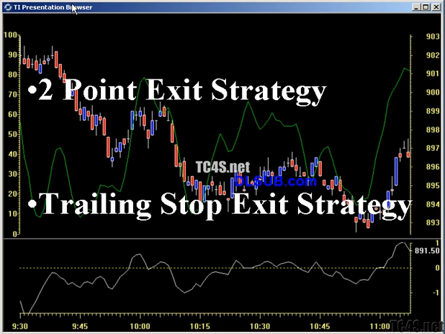This section will be devoted to the study of two exit strategies, both very different and both very effective for taking profits from the market. For quick in and out trades, there's the two-point exit strategy. This is where we enter a trade with any number of contracts and then exit on a limit order for the same number of contracts when price hits our two-point target objective.